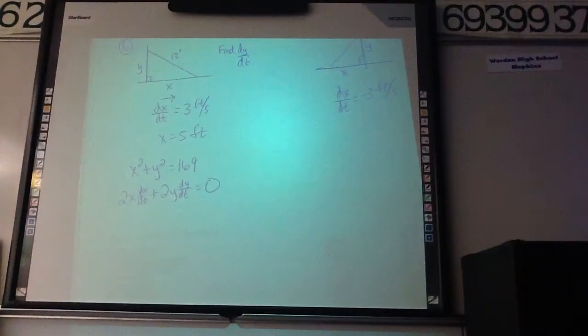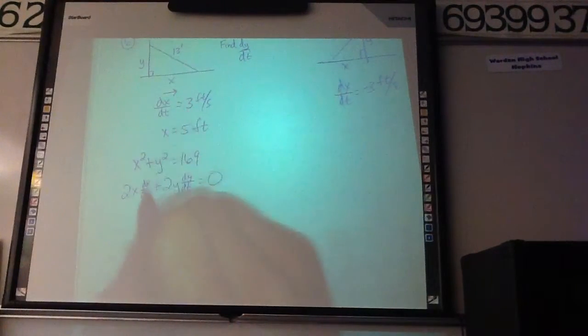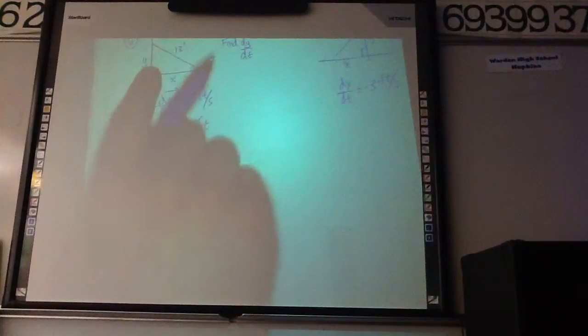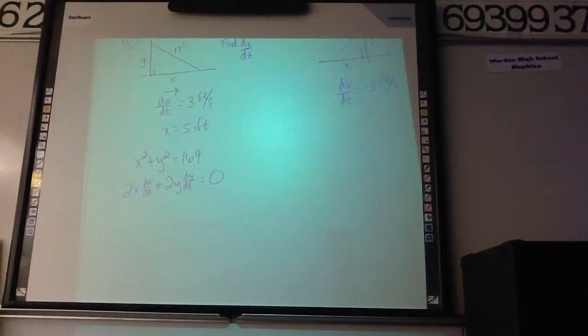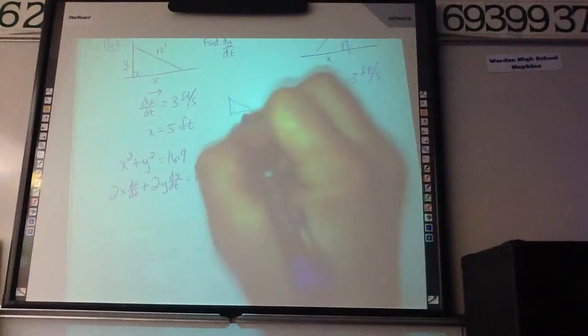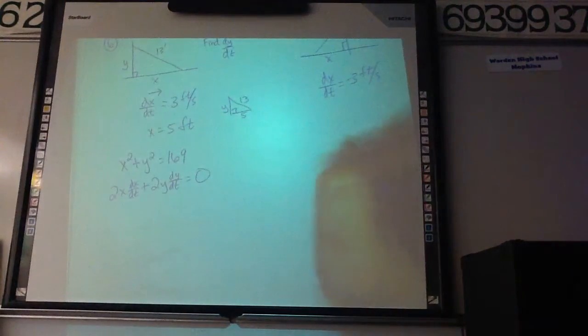So, hold on then. If I plug in x, I plug in dx/dt. Don't I still have a y and a dy/dt? But you can use the Pythagorean theorem. Can't we figure out what y is? Yes, because when x is 5 feet away, this will be 5, this will be 13, and you just do the regular Pythagorean theorem to figure out what y is at that moment.